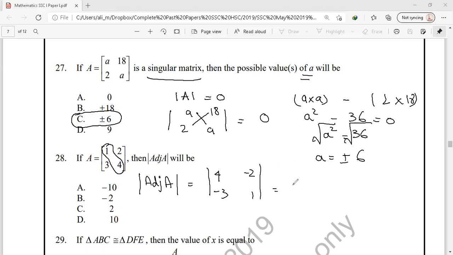Now let's calculate its determinant: 4 into 1 and -2 into -3, with a negative sign in between. 4 into 1 is 4 and -2 into -3 is +6. So 4 minus 6 will be equal to -2. So for question number 28, the correct answer is option B.